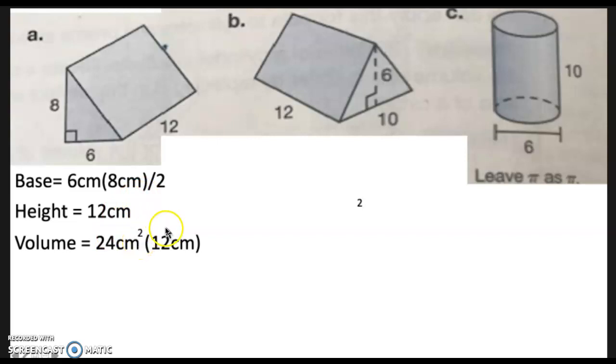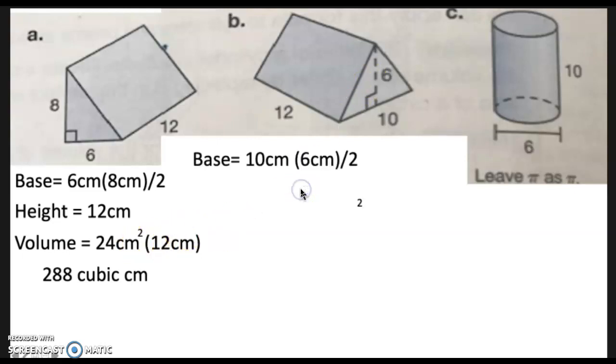Oh, sorry. There's our height. I'm so sorry, I was saying this wrong. So our height is 12 centimeters. So our volume is going to be the area of the base. The base is 24 centimeters squared times our height. So the total volume of the shape is 288 cubic centimeters.